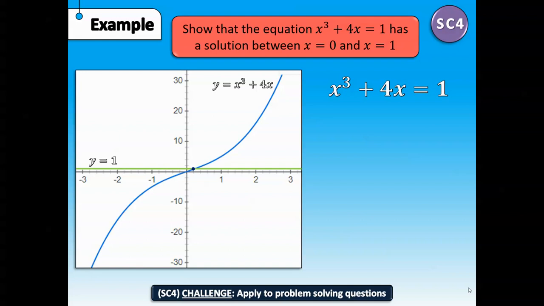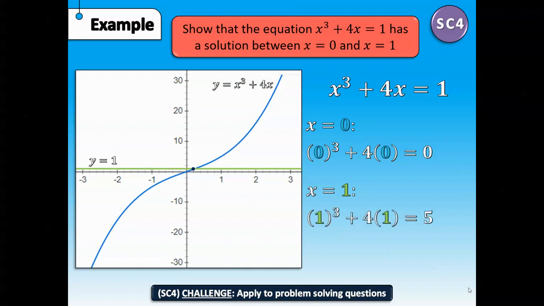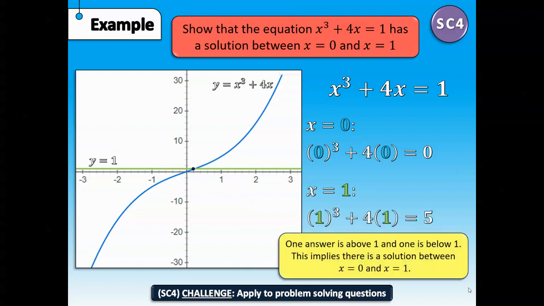So we can show this using iteration. So if we start with x equals 0 and substitute that number in, we get 0. And then if we substitute x equals 1, we get 5. So one answer is below 1 and one is above 1. So this implies there is a solution between x equals 0 and x equals 1.